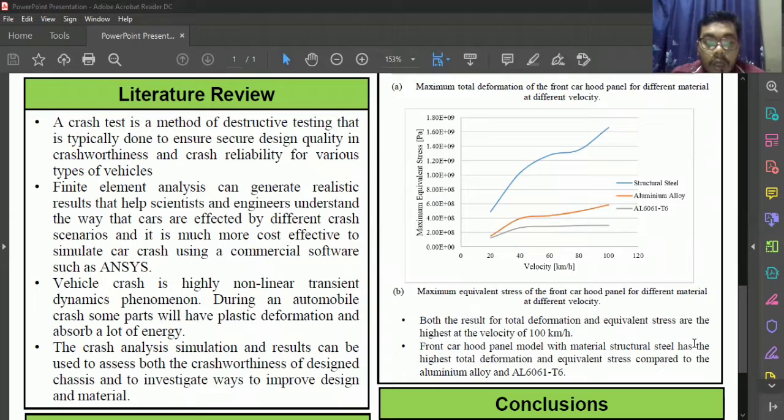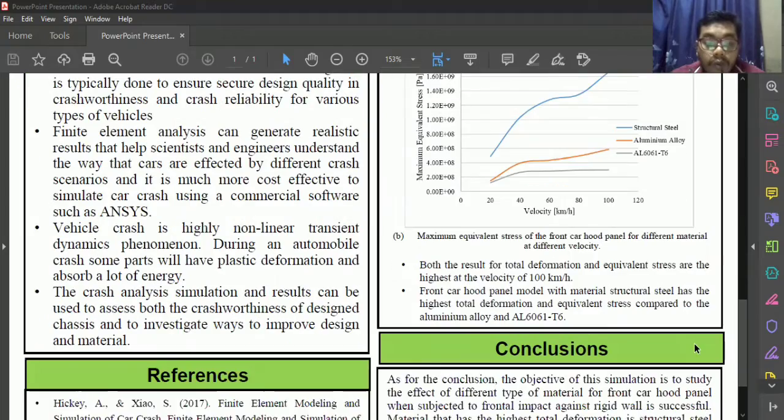Vehicle crash is a highly nonlinear transient dynamic phenomenon. During an automobile crash, some parts will have plastic deformation and absorb a lot of energy. The crash analysis simulation and result can be used to assess both the crashworthiness of design chassis and to investigate ways to improve design and material.